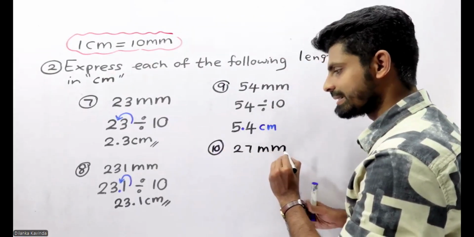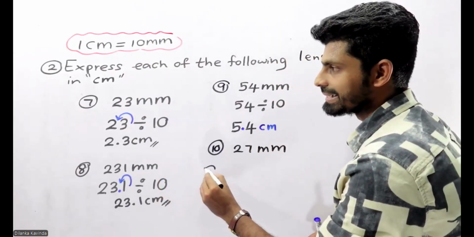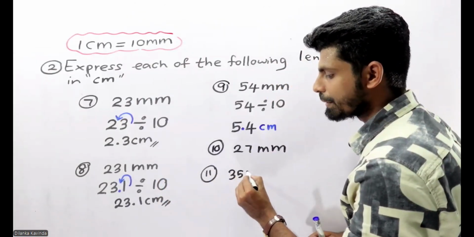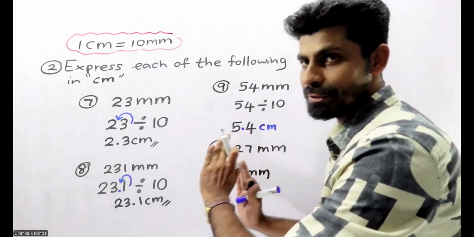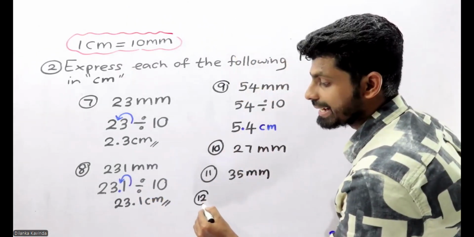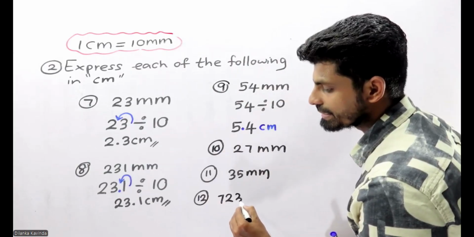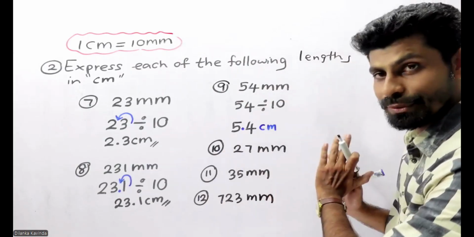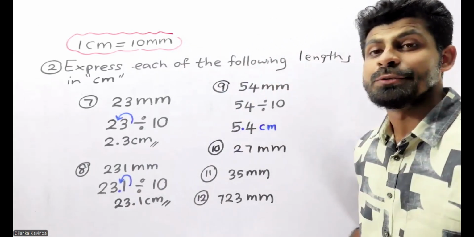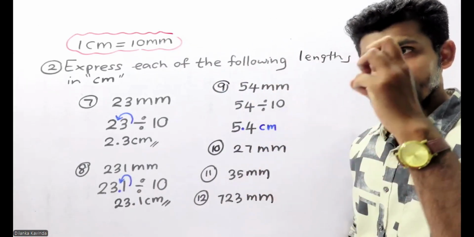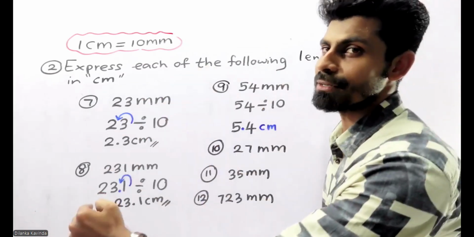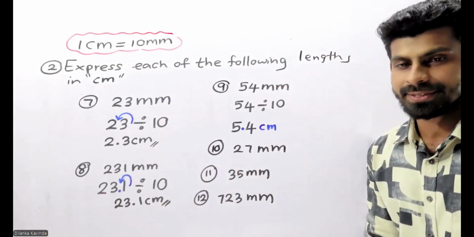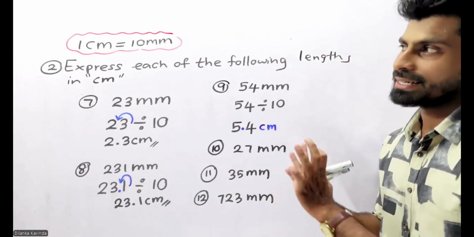27 millimeters. Try to convert to centimeters. 11, 35 millimeters. Try to convert to centimeters. 12, 723 millimeters. Try to convert to centimeters. You need to divide by 10. Divide by 10 means one decimal place moving to left. Okay, now clear? Right, quickly do this one. According to that one, so that one is so clear.